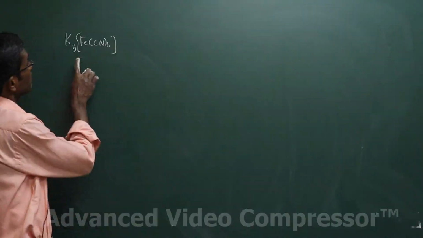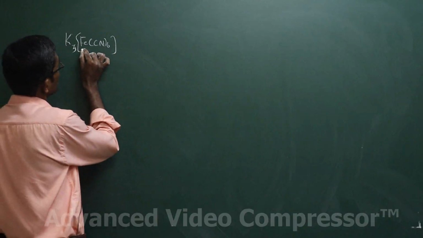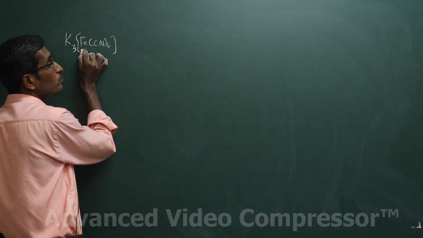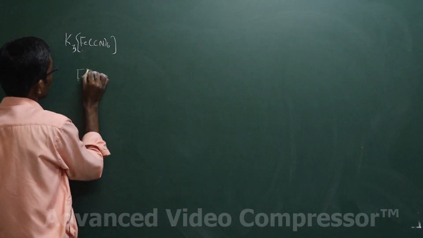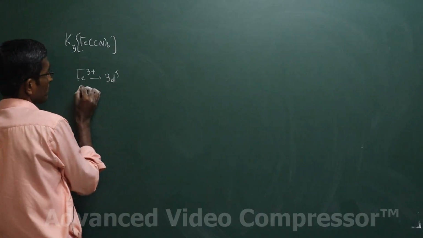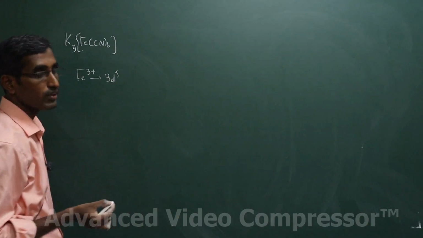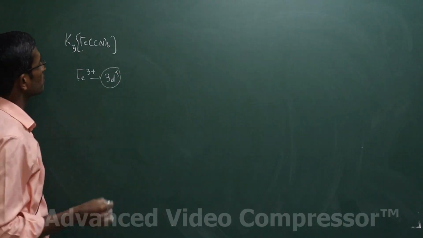So K3[Fe(CN)6] complex we will take. The oxidation state of the central metal ion is +3. We have Fe³⁺ here, right? That means it is a 3d5 system, because it is 3d6 4s2 with atomic number 26, and 3 electrons have been removed, hence it is a 3d5 system.